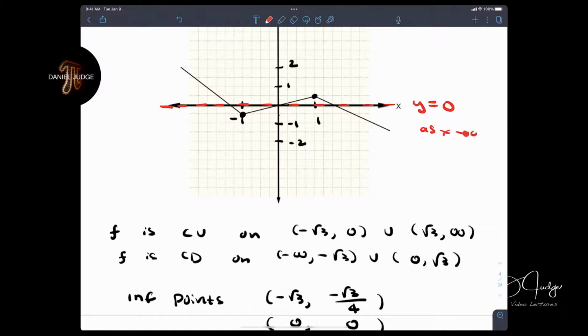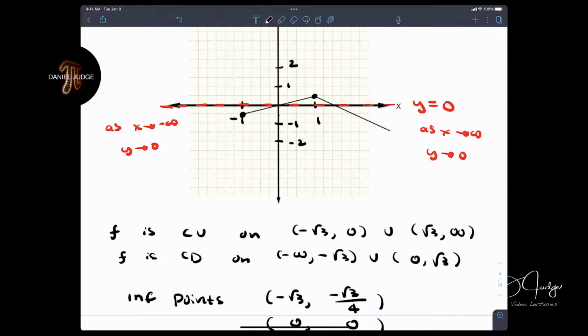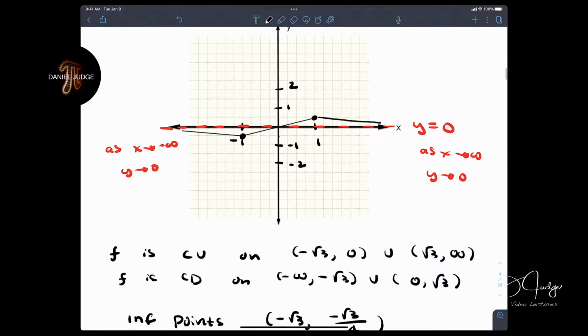So as x goes to infinity, y goes to 0. As x goes to minus infinity, y goes to 0. So this line that we drew, not to scale, as long as you do an increasing line there, as long as I do a decreasing line here, that's essentially how the curve is behaving here.